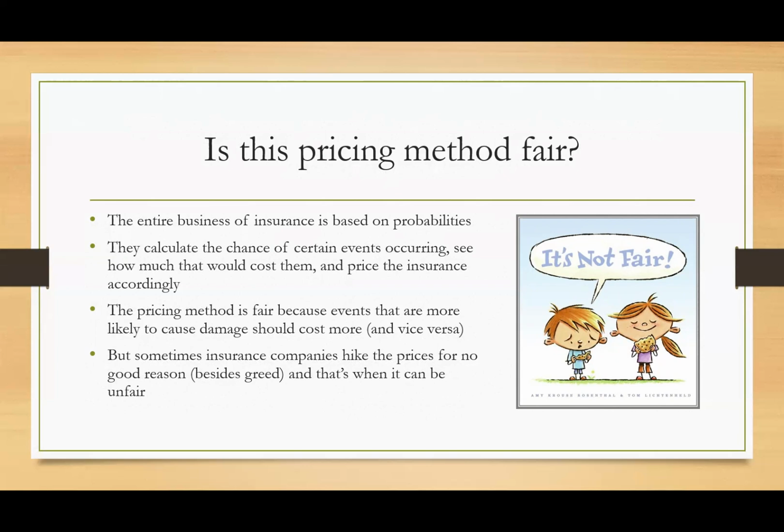But on the other end, sometimes insurance companies hike their prices for no good reason besides greed and wanting more money. And then that's when it can be a bit unfair, if insurance prices are really expensive. But I think at its heart, the pricing method itself is fair because it's based on true probabilities. So that's our summary of probabilities and chance, and that's the end of our Unit 1.